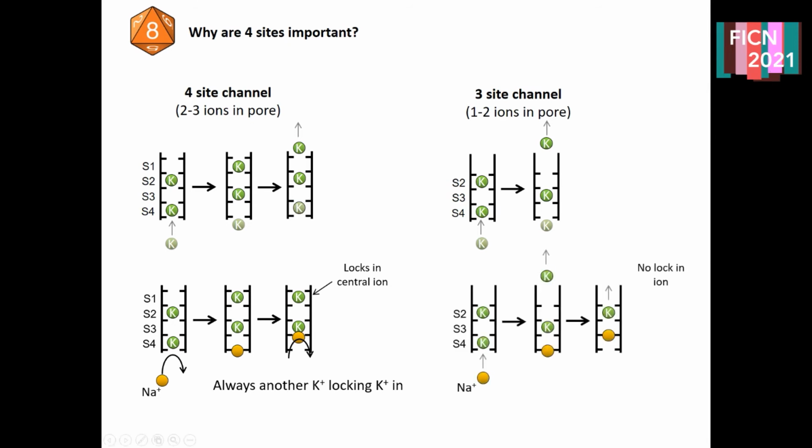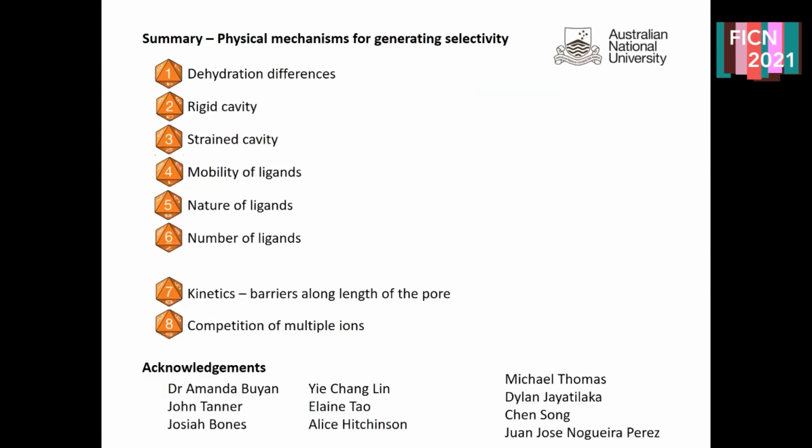In a 3-site channel, the sodium has a chance to encounter the channel with only 1 potassium present. And now there's no lock-in effect. I think it's just easier for that sodium ion to move that potassium between cavity sites while it occupies in-plane sites. There's no lock-in effect. And so here again, it's a multi-ion effect that's important. Selectivity comes from the fact that there's always at least 2 potassium ions in the channel at once.